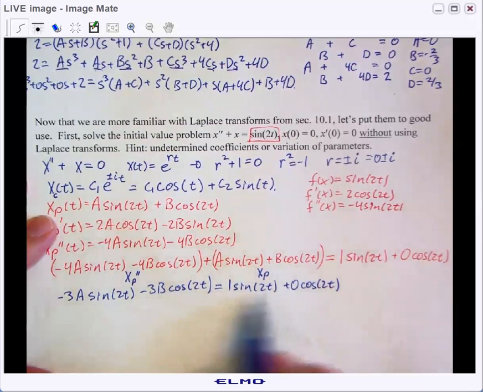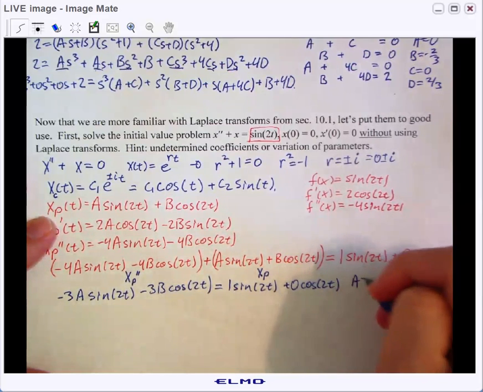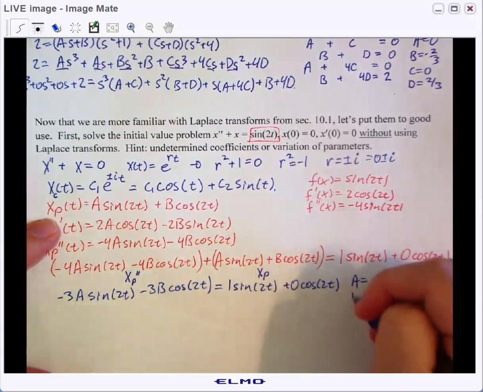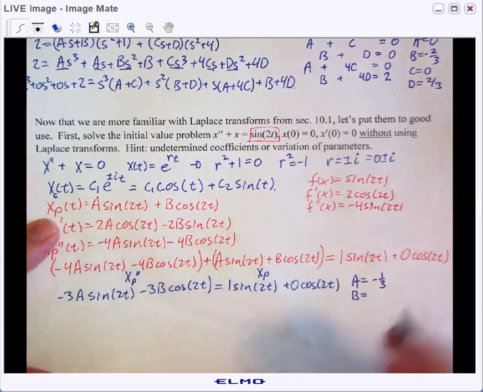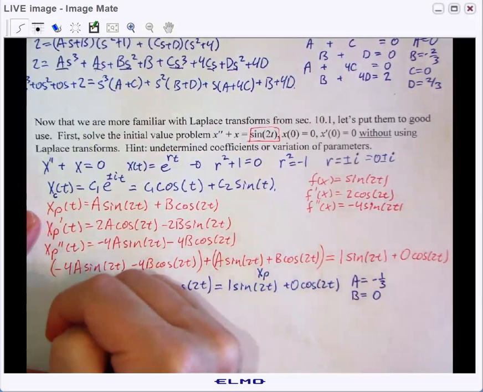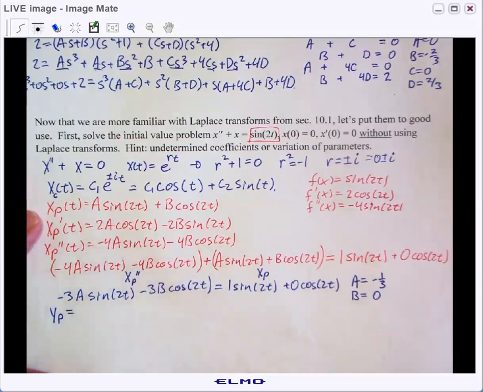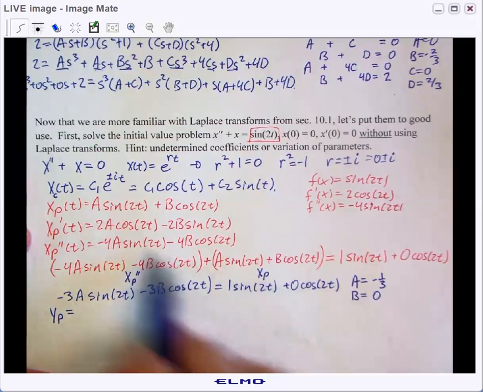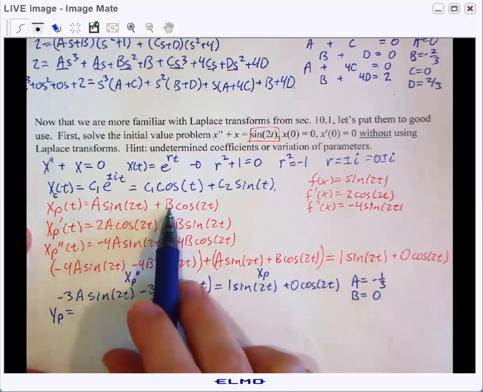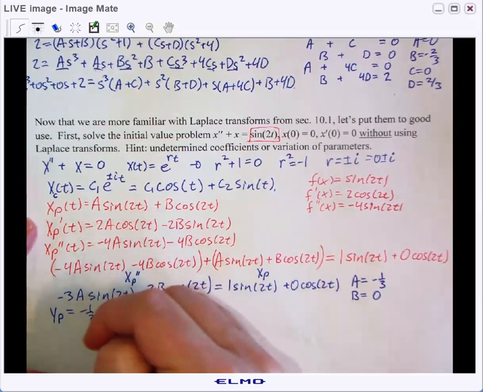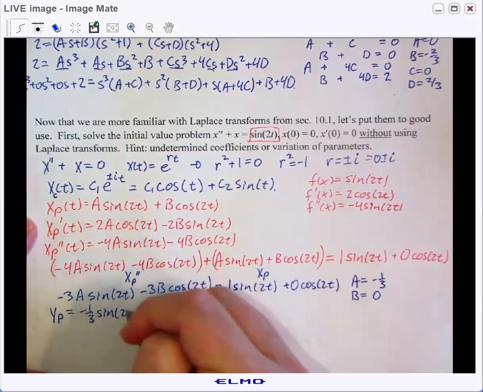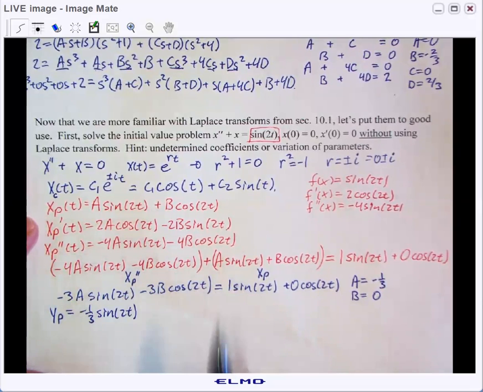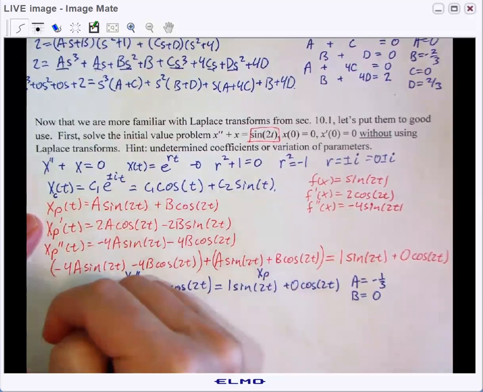And if this is in fact equal, then the coefficients on the left and the right-hand side of the corresponding terms have to be the same. So that forces a to have to be negative 1/3 and b to have to be 0. Therefore, the particular solution is going to be, stick a negative 1/3 up here and a 0 for b, negative 1/3 sine of 2t, combined with our complementary solution, we get the overall solution.